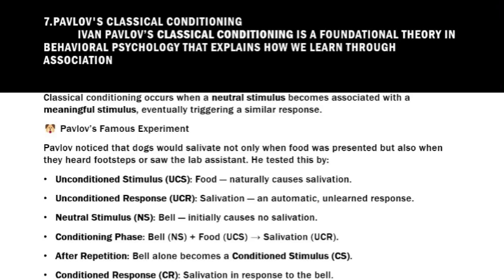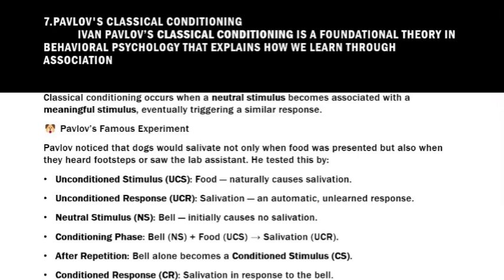Next theory is Pavlov's classical conditioning theory. Ivan Pavlov's classical conditioning is a foundational theory in behavioral psychology that explains how we learn through associations. Classical conditioning occurs when a neutral stimulus becomes associated with a meaningful stimulus, eventually triggering a similar response. Let's have a look at Pavlov's famous experiment.